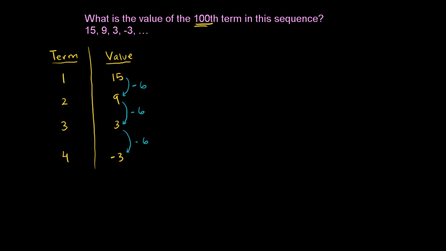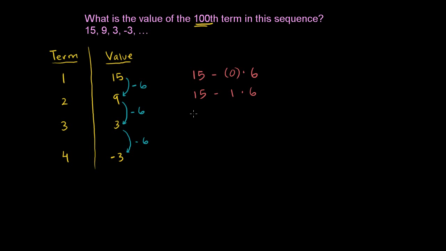So let me write this down. Notice, in the first term, you have 15, and you don't subtract 6 at all, or you could say you subtract 6 zero times. So you could say this is 15 minus 0 times 6. What's the second term? This is 15, and we just subtracted 6 once, or you could say minus 1 times 6, or plus 1 times -6. Either way, we're subtracting the 6 once.